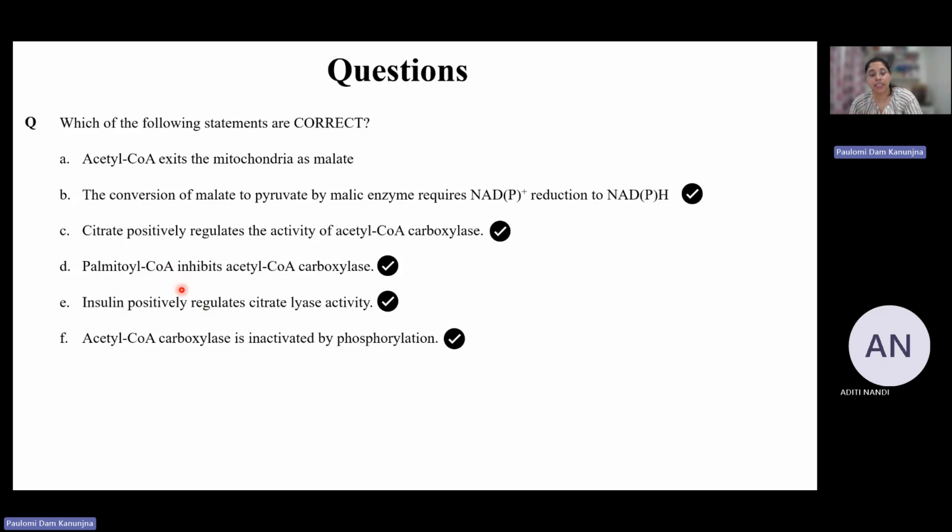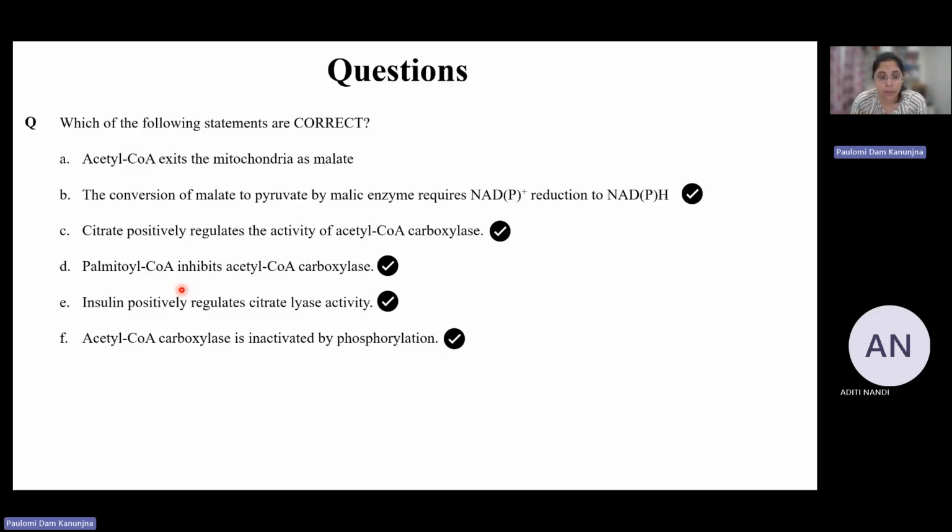Insulin positively regulates this activity. When I say positive, I mean if insulin is there, citrate lyase activity will increase. When I say negatively regulated, it means if I have more insulin, then my citrate lyase activity will be less. So negatively affecting is inhibition. Now the next one says B, conversion of malate to pyruvate by malic enzyme requires NAD reduction to NADPH, which is correct.